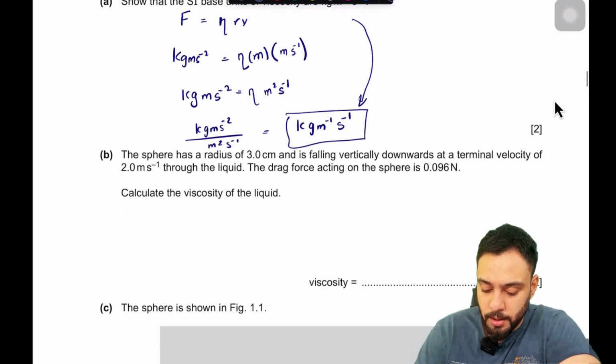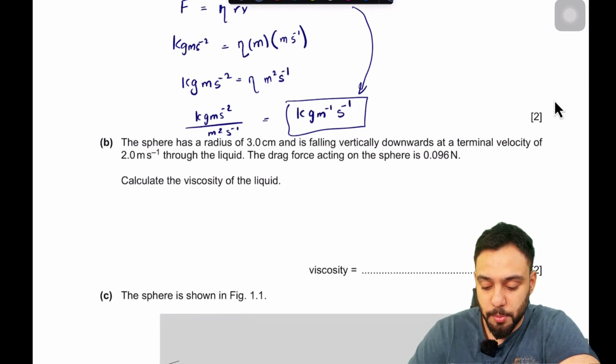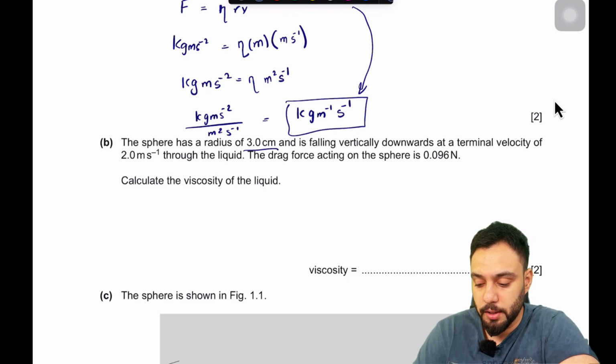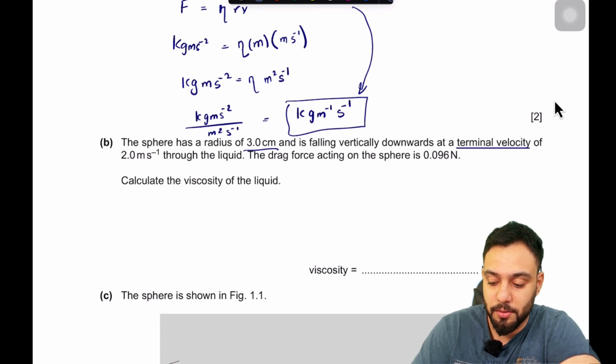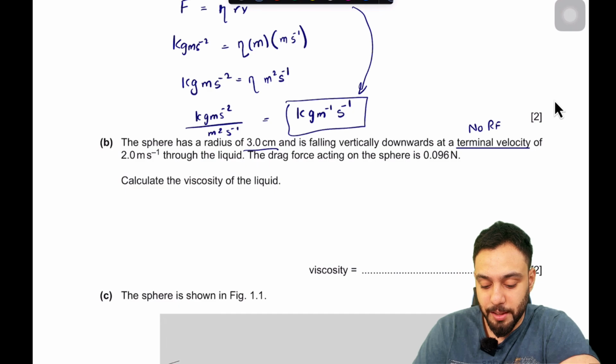Moving on, the sphere has a radius of 3 centimeters and is falling vertically downwards at a terminal velocity. Terminal velocity means all forces are balanced, no resultant force. At 2 meters per second through the liquid, the drag force acting on the sphere is 0.096 newtons. Calculate the viscosity of the liquid.